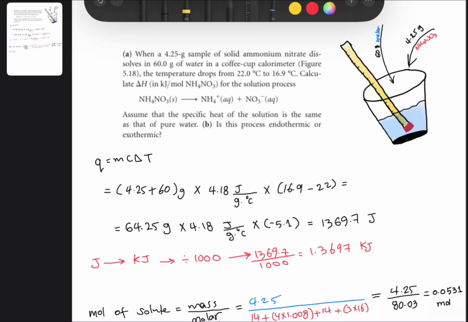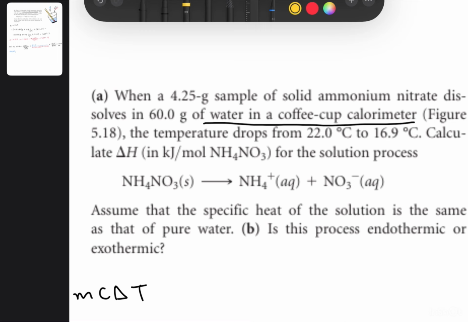Today we're going to cover a question about the calorimetry method. Okay, so let's read the question. The question says a 4.25 gram sample of ammonium nitrate is dissolved in 60 gram of water.